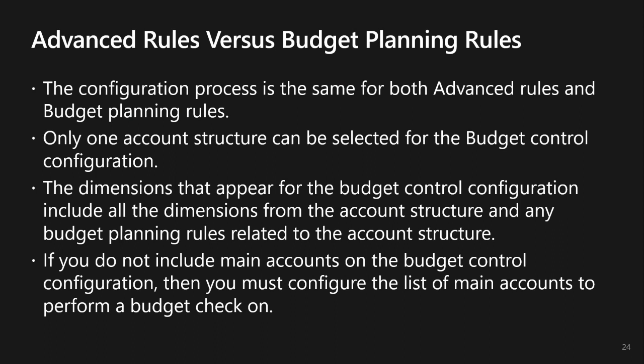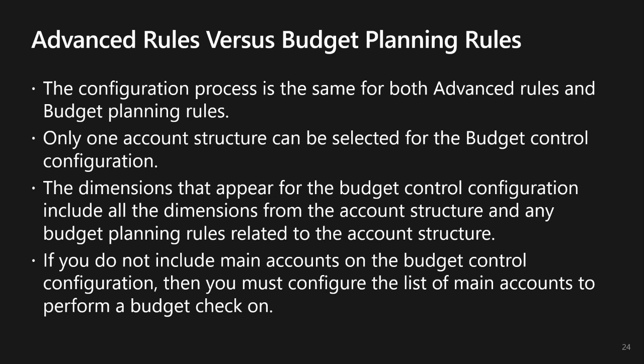So when you're using the budget control configuration, you would typically choose the account structure that's used with your P&L. And if you have split up your P&L into multiple, you're going to select the one that has the most dimensions that you want to implement budget control by. So the list of main accounts in your account structure is not actually restricted in budget control. It's only used to figure out which dimensions should be used for your budget control.